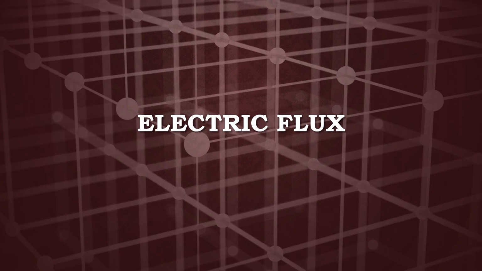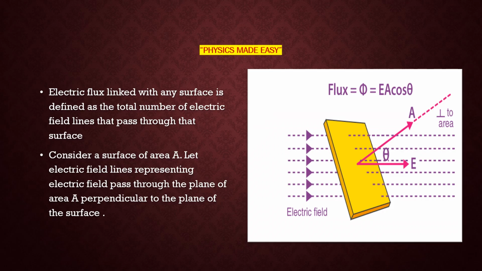In this video, first of all, we are going to study about electric flux. So first of all, we consider a surface having an area capital A. Here are the electric field lines that are crossing through this area, that create the electric field here. So electric flux is defined as the number of electric field lines that pass through a particular area. So electric flux is always linked with the surface through which electric field lines are passing.